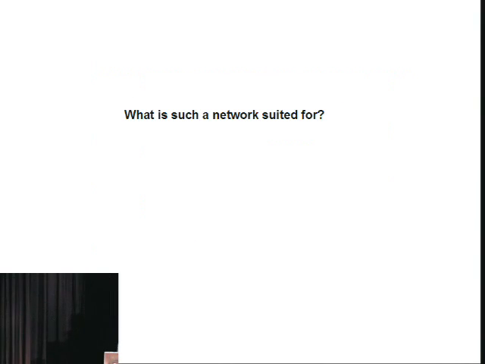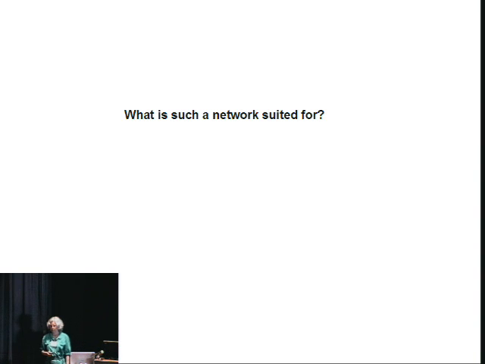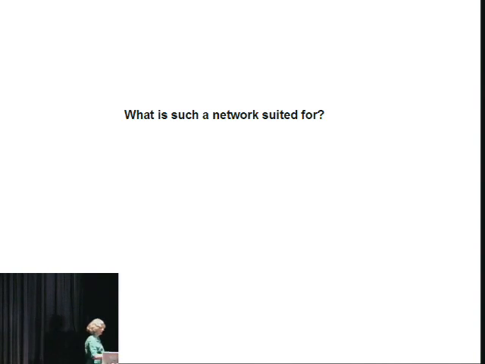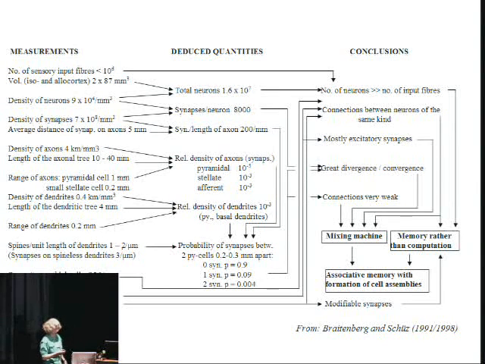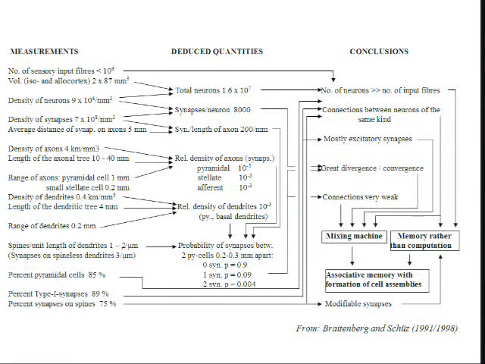Okay, now what is such a network suited for? Now I come back to this frightening table, but we look only at these points here. What I just told you is what I already told you: these are the conclusions on the characteristic features of the cortical network.